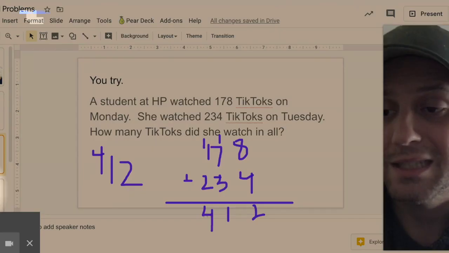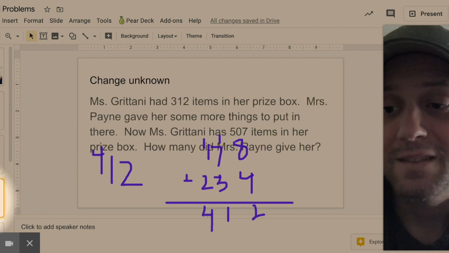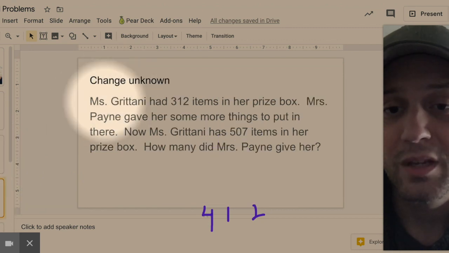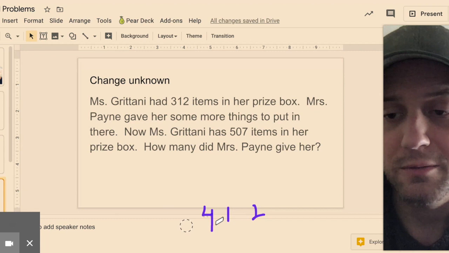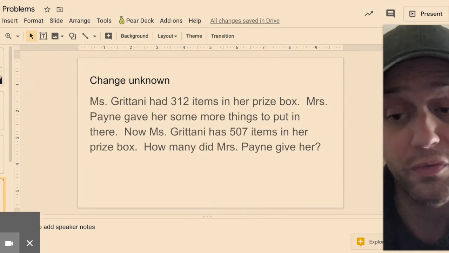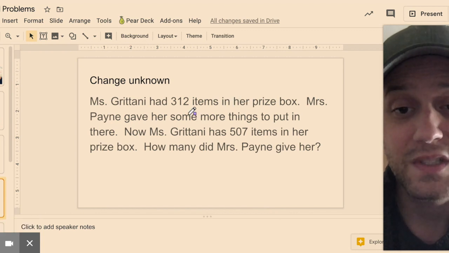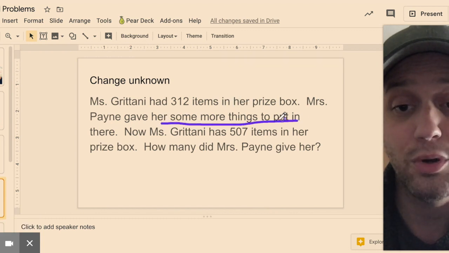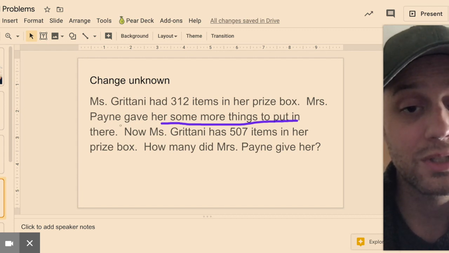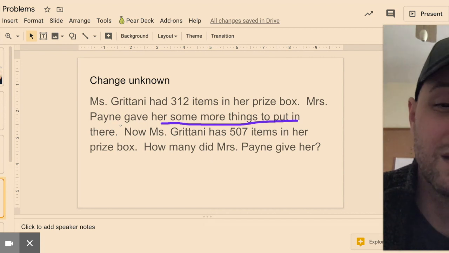All right, next one. This will be a little bit different. Let me erase that. Miss Gritani had 312 items in her prize box. I've heard it's quite a prize box. Mrs. Payne gave her some more things to put in there. Now, Miss Gritani has 507 items in her prize box. How many did Mrs. Payne give her?